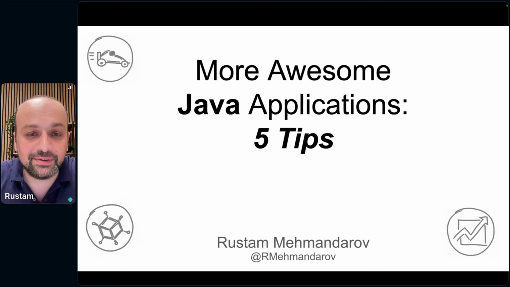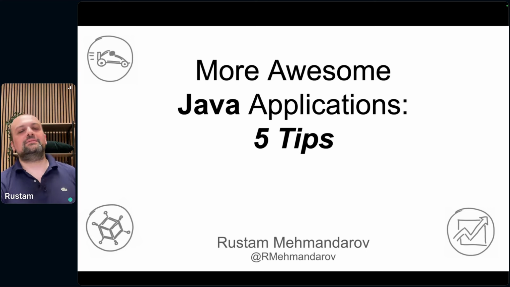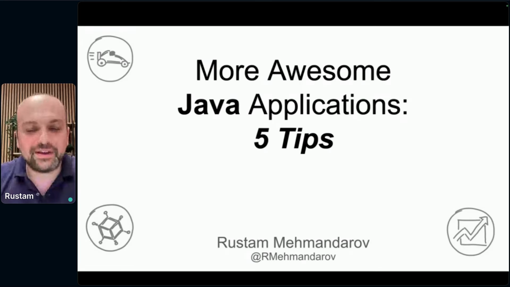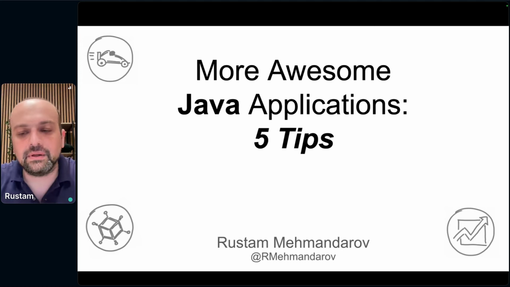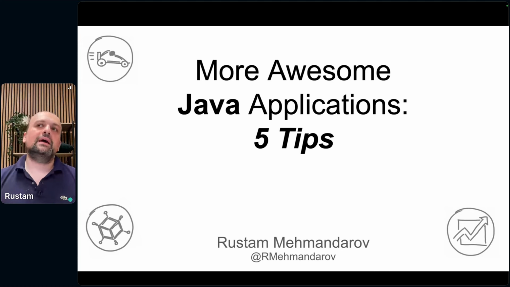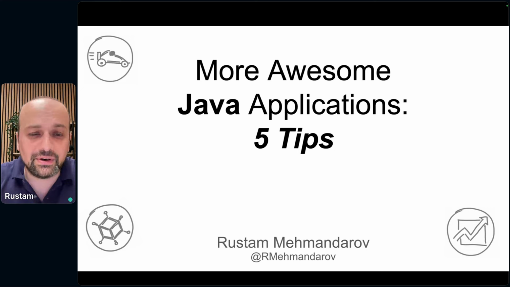Today I'd like to talk a little bit about what makes a typical Java application awesome. It's not a very specific or scientific thing, calling something awesome, because you can't really measure it. But I want to give you at least 5 tips that I think will make your applications better. You don't need to do all 5 things at the same time. Maybe one, maybe two, maybe all of them. It's up to you.